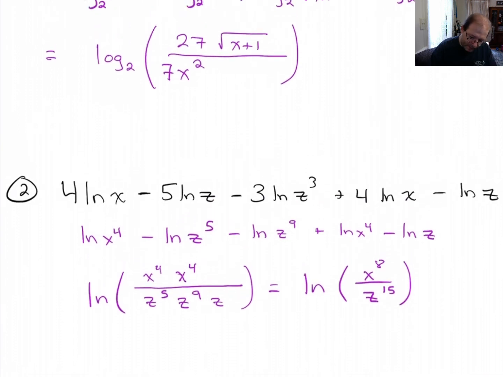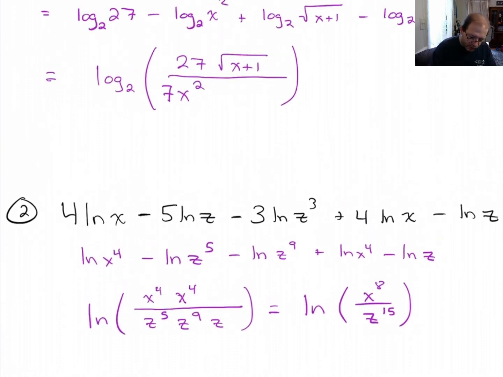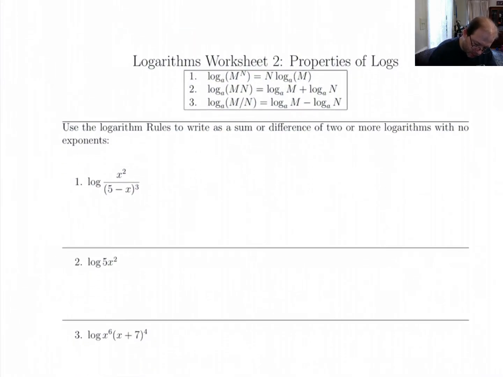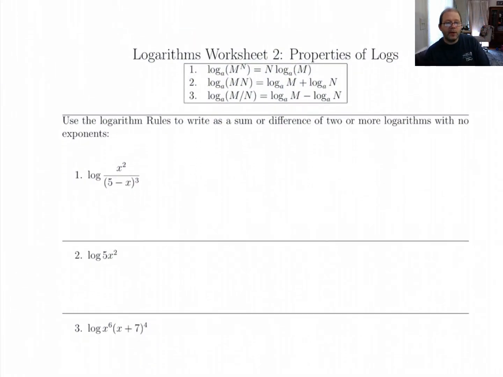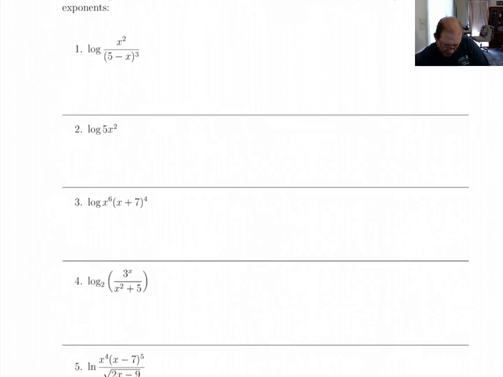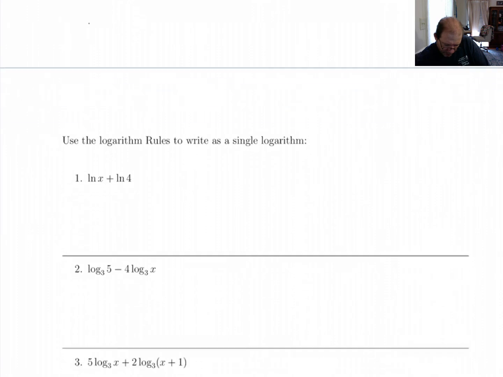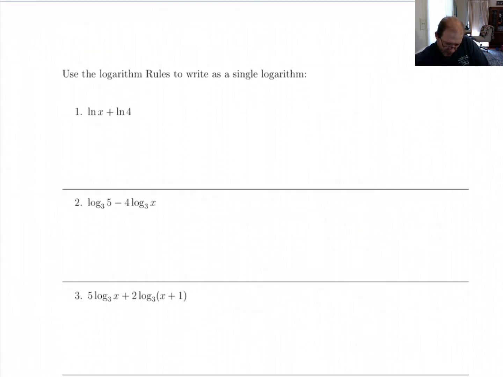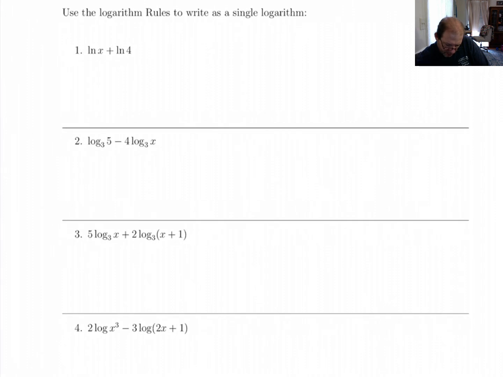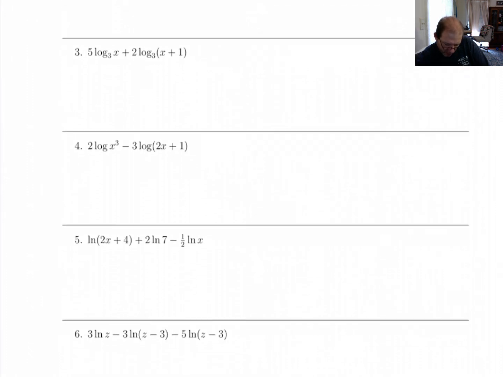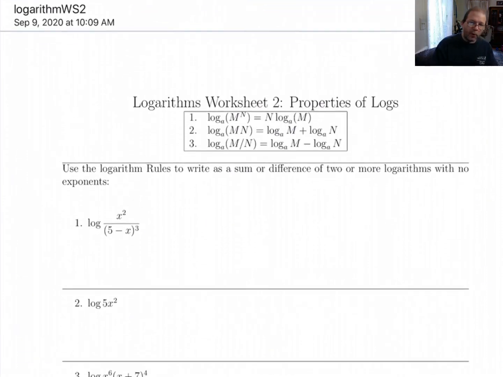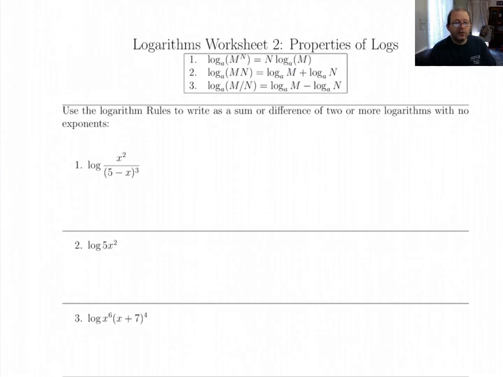All right. Now, there's a worksheet, worksheet 2. This is on the course page, and it has the 3 properties, and it has several problems asking you to write these as, let's see, doing some expansions and some condensing as well. Yeah, write as a single log. So this is, in addition to the homework, a good bit of practice for doing this stuff.